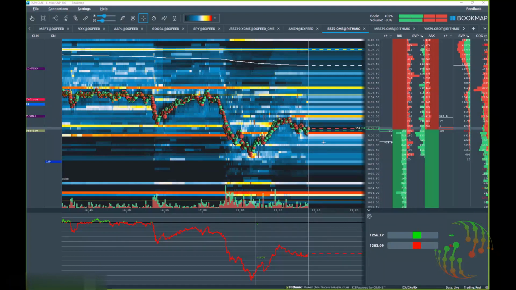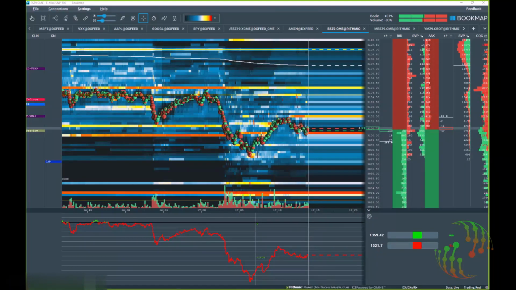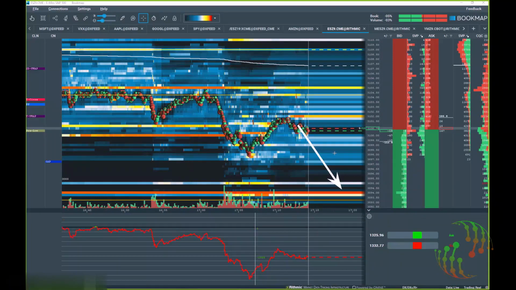Now, let's see whether this works out. This can take a little bit of time. This is the next area here. Good.